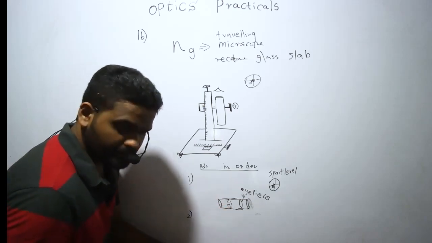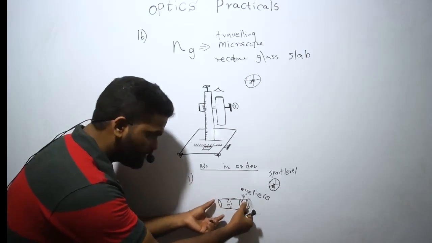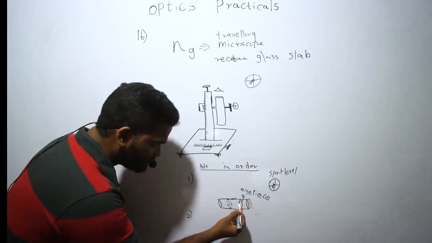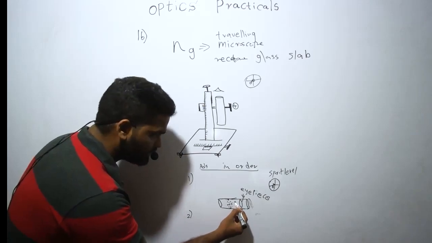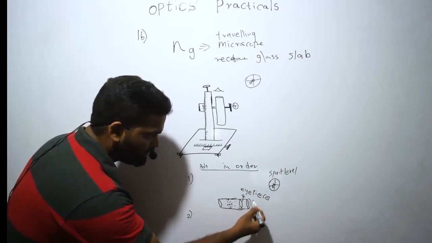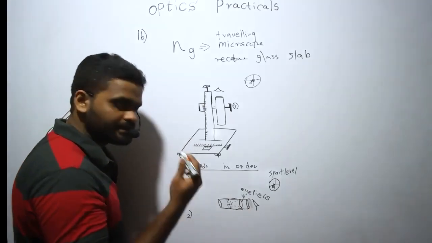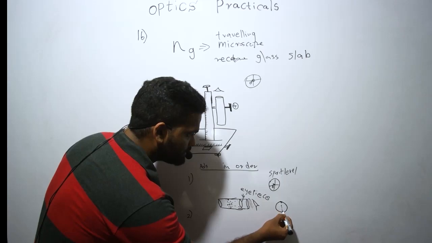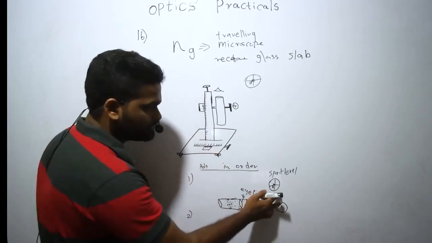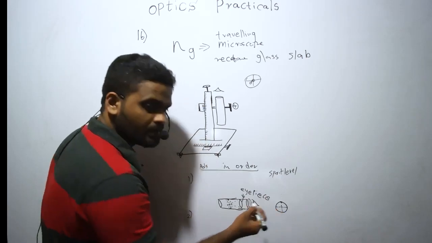You can change the length between these two. By changing the length, you can actually focus the cross wires on the eyepiece. So then what do you see? When you look from here, what you see is a sharp image of the cross wires. Through the microscope, you should see something like this, right?